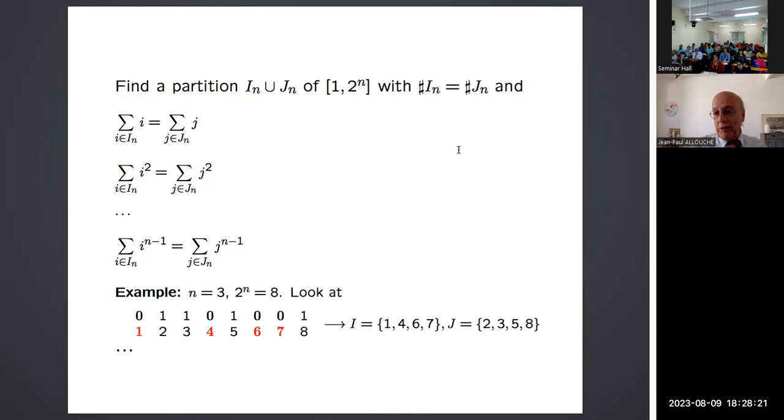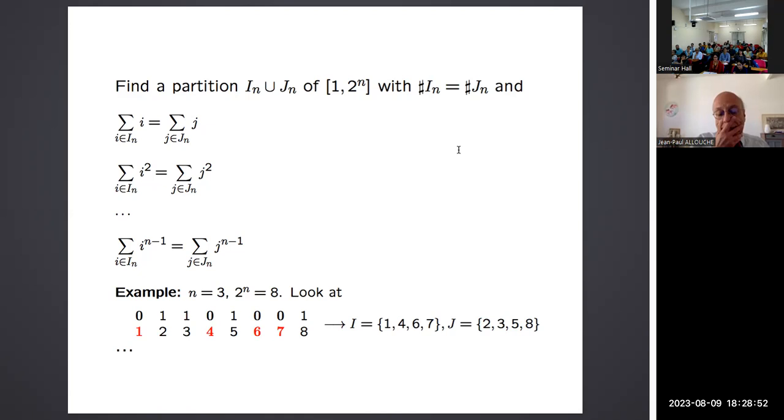Same sum of elements, which is 4 plus 1 plus 6 plus 7, which is 18, and the same sum of squares, which is 1 plus 16 plus 36 plus 49, which is something like 102, if I'm not mistaken. And we are done because n equals 3, so we stop at the sum of squares. And it works for any n.